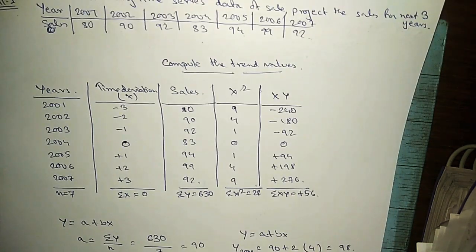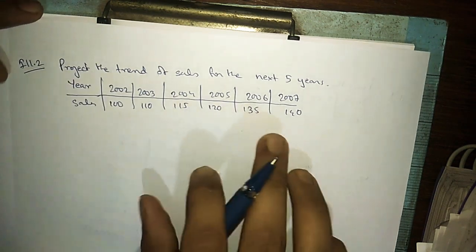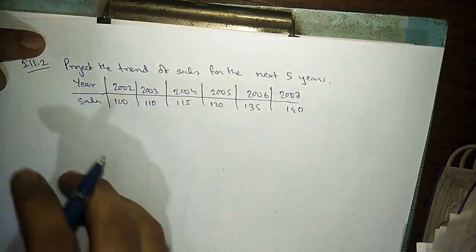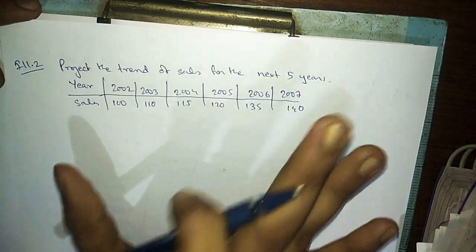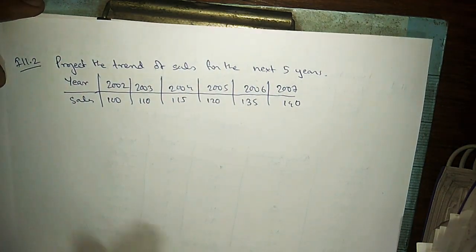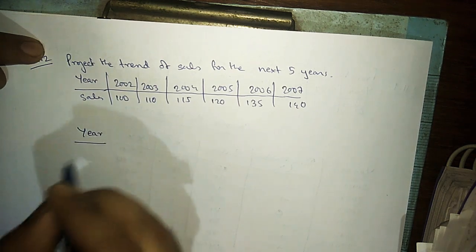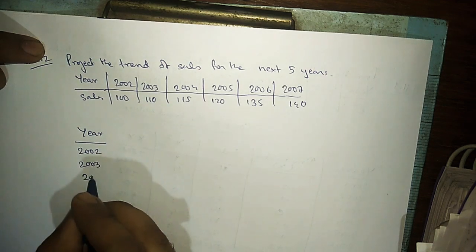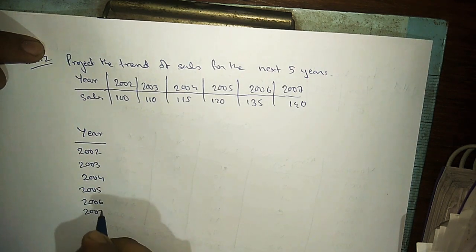Let's go to the next question. This question is also same as the previous one. Here only one thing I would explain. This is also following, you have to follow direct method as x is not given. So just one thing. Here 2002, 2003, 4, 2005, 2006, 2007.